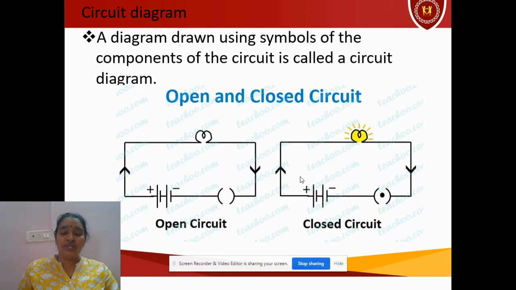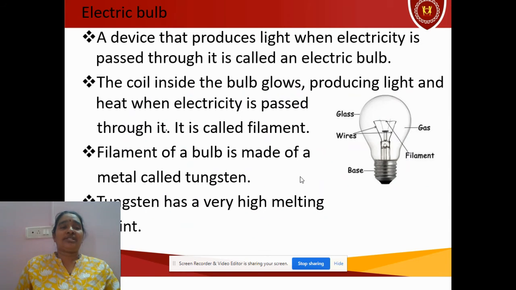This I'll explain you in the next recording. Okay. Next, what do you mean by an electric bulb? How is it made? That we will see now.